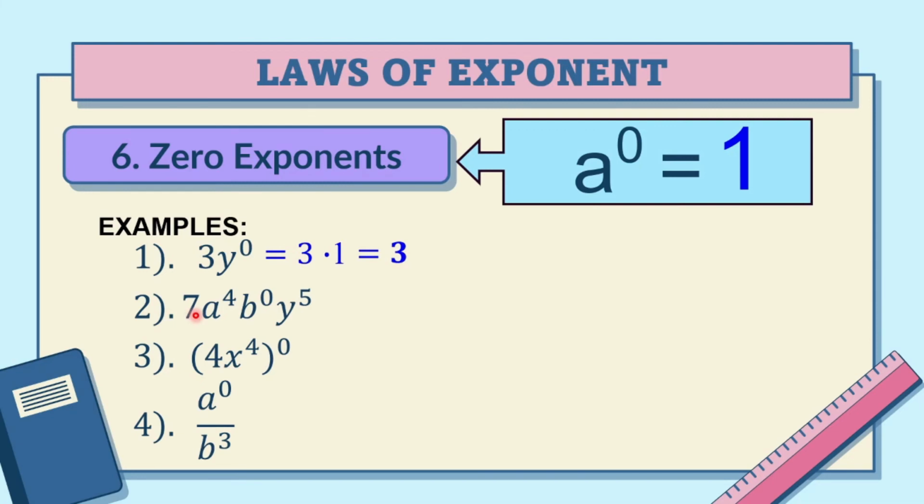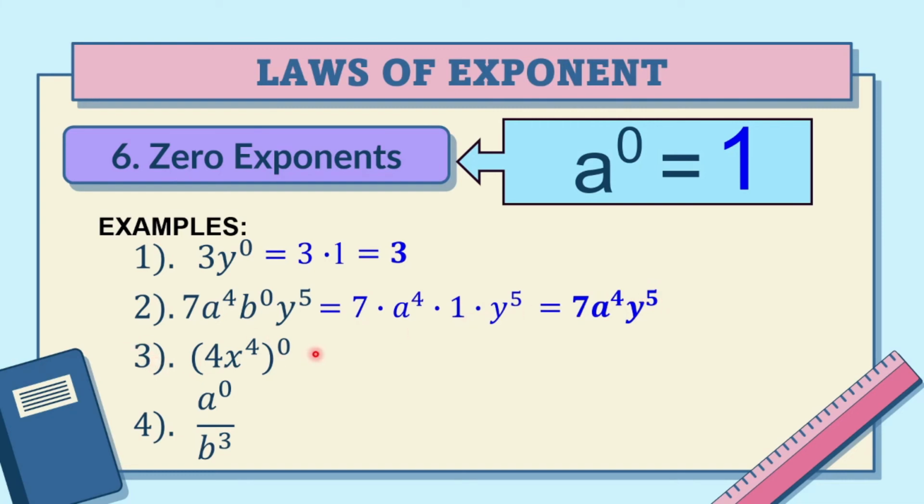Number 2, we have 7a raised to 4, b raised to 0, y raised to 5. So, sabi ko kanina, yung may raised to 0 or the exponent na 0 lang, ang papalitan lang natin ng 1. Okay, so copy natin the rest. We have 7 times a raised to 4 times 1. Dahil ito lang may exponent na 0, then copy natin ulit si y raised to 5. Then, simplify. Okay, so magiging 7a raised to 4, y raised to 5.